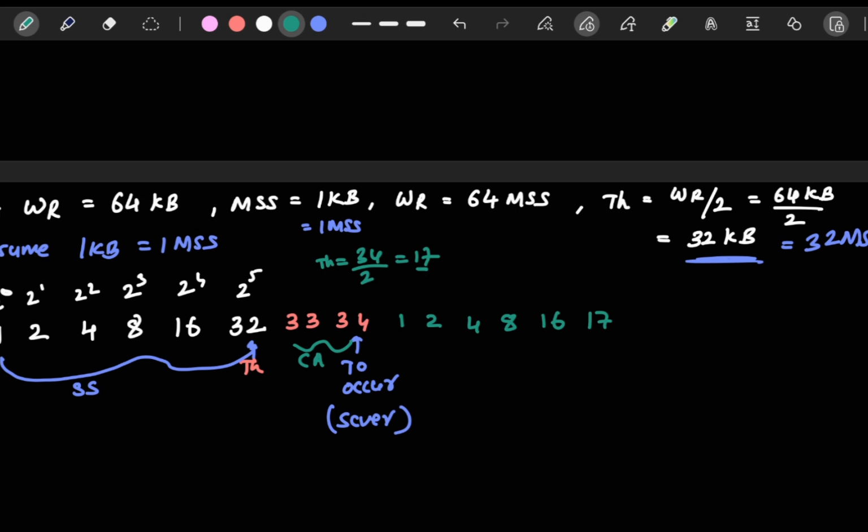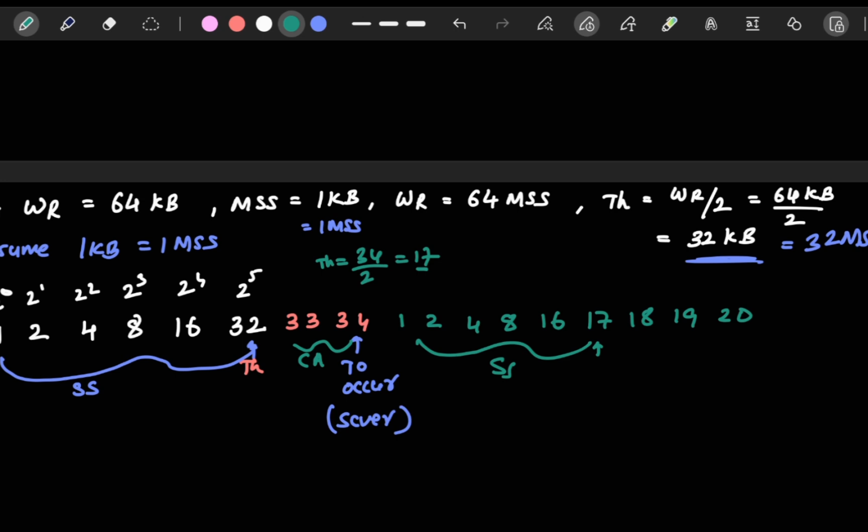So we have to go till the threshold. Slow start will start from 1 MSS and go up to the threshold. The threshold is 17, so after 16 it will go to 17. It will start sending 17 segments. After reaching the threshold, it will get into the congestion avoidance phase again, which means linear growth. This was the slow start phase, then again it will enter the congestion avoidance, that is linear growth. That means 18, then 19, then 20, like this.